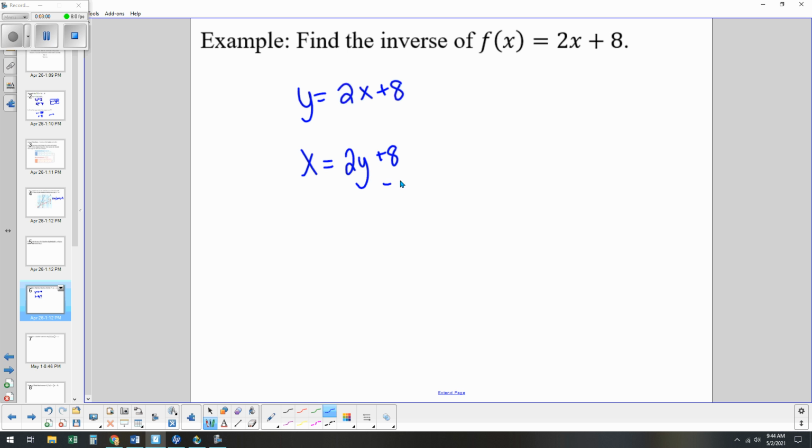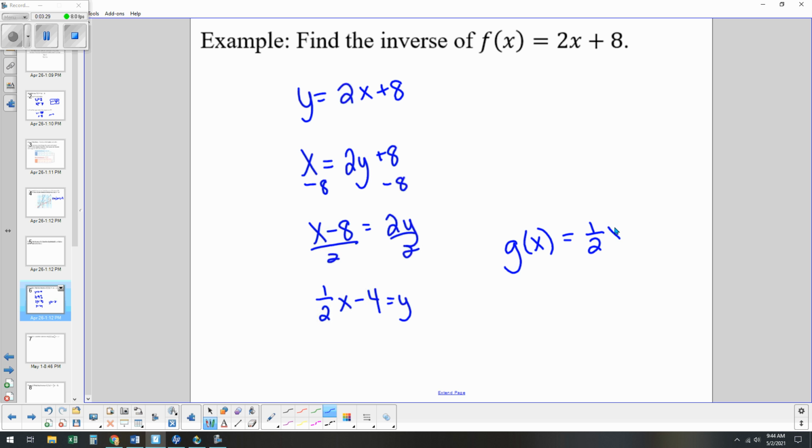So I'm going to start by getting rid of the 8. So x minus 8 equals 2y. And now I'll divide by 2. So here I will reduce because this goes in evenly. So this is x over 2, or 1/2 x. Negative 8 over 2 is negative 4, and that equals y. And a lot of times what we'll do is we'll write the new one as g of x. So g of x equals 1/2 x minus 4. All right, and that would be the inverse of f of x equals 2x plus 8.